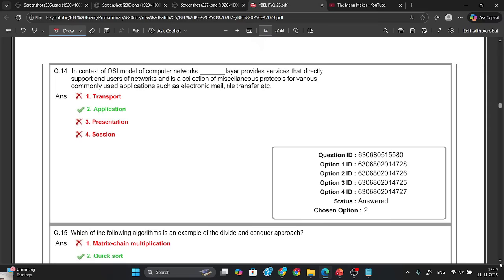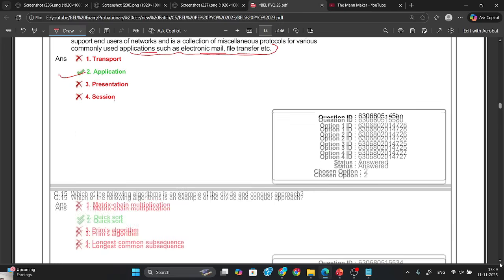In context with the OSI model of computer networking, again they have asked related to the OSI model. Which dash layer provides services that directly support end users of the network and is a collection of miscellaneous protocols for various commonly used applications such as electronic mail and file transfer. So all these things it will perform in the application layer. So application layer is your right answer.